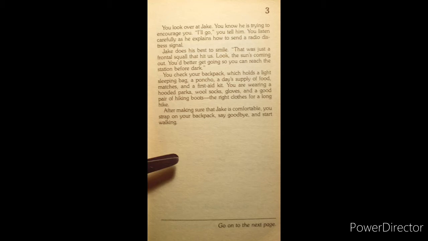You check your backpack, which holds a light sleeping bag, a poncho, and a day's supply of food, matches and a first aid kit. You're wearing a hooded parka, wool socks, gloves and a good pair of hiking boots. The right clothes for a long hike. And making sure that Jake is comfortable, you strap on your backpack, say goodbye and start walking. And then we go to the next page, so no need to click on anything yet.